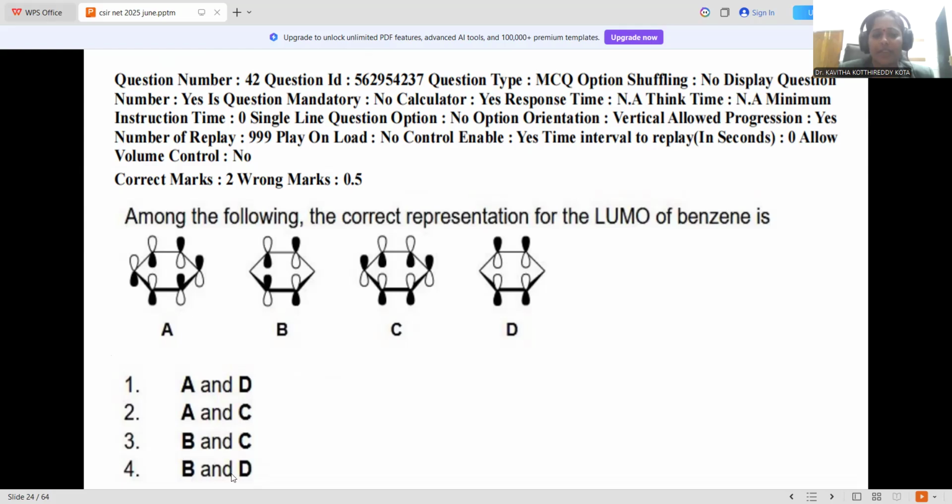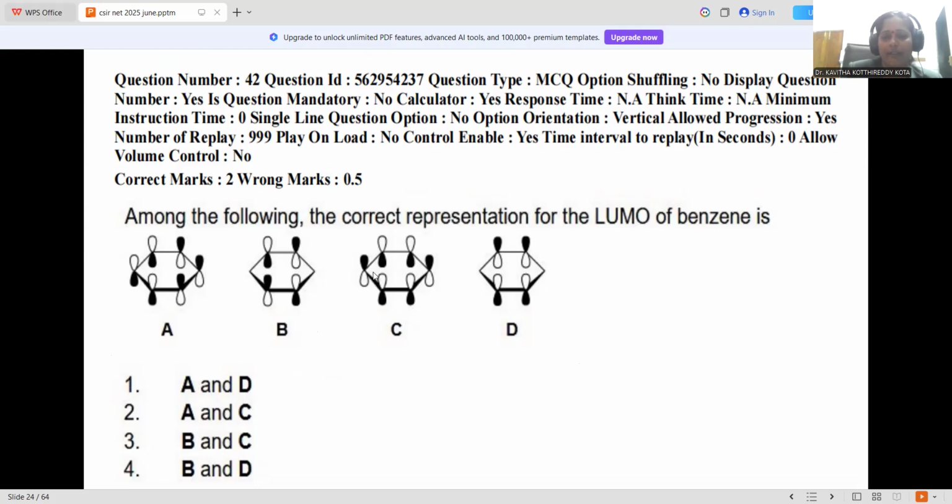So you can strike off A. Option A containing options you can cancel out. 1, 2 may not be correct. Go with B. There is a provision for one of the vertical planes. One vertical plane is possible, vertical node is possible. And here is the provision for this LUMO orbital for this benzene molecule.